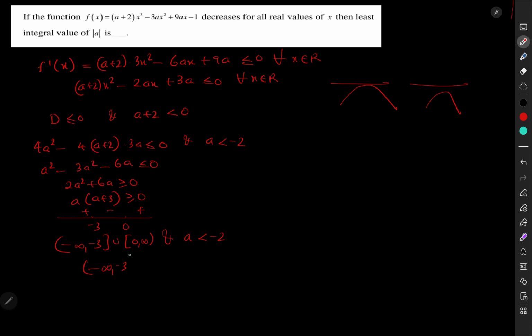Okay, and that's it. So then the least integral value of mod a. So mod a is 3. So the answer is 3. Okay.